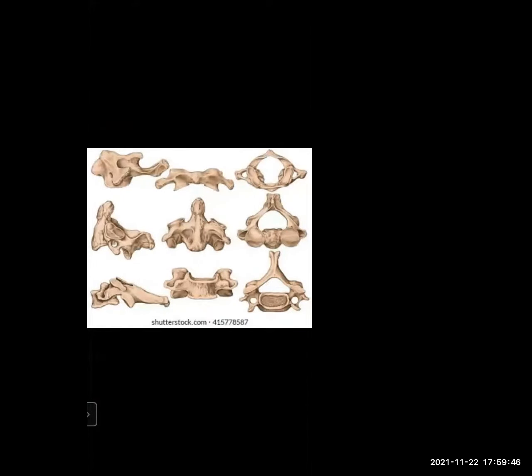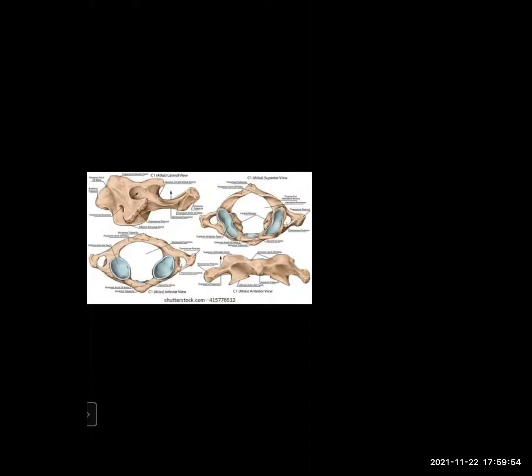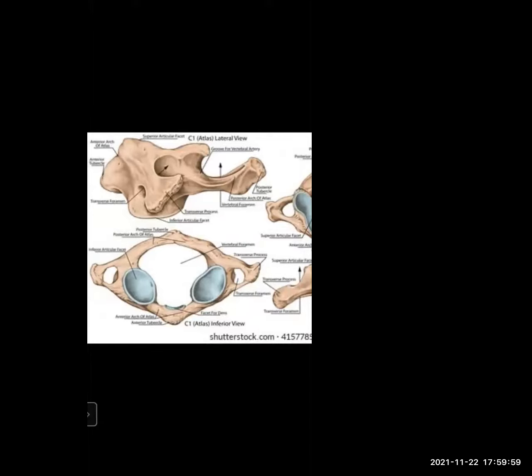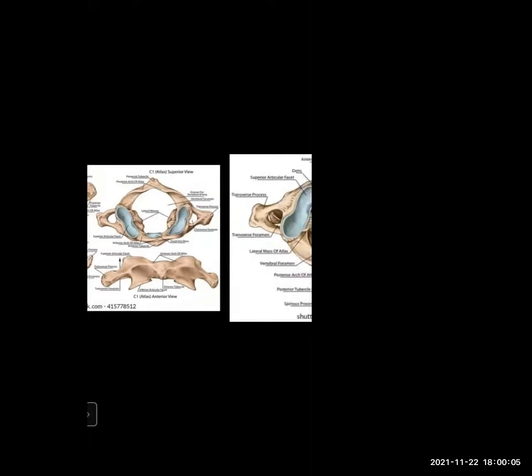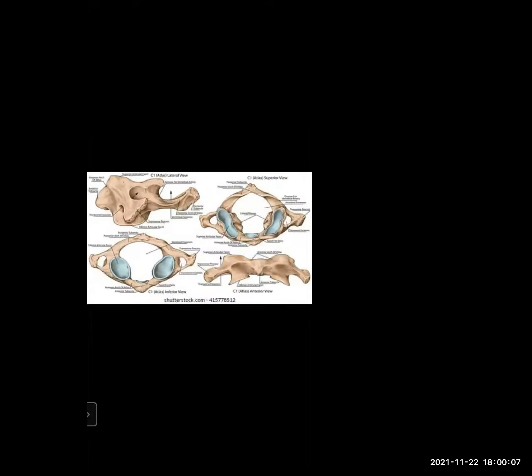So the first one is the atlas, from left to right, all the three. The second is the axis, and the third one is the typical cervical vertebra. So this is the axis, and the atlas alone. You can see the ring and the articular pillars, and of course the transverse tubercles with the foramen. There is no spinous process in the atlas. It is called a spinous tubercle, okay.